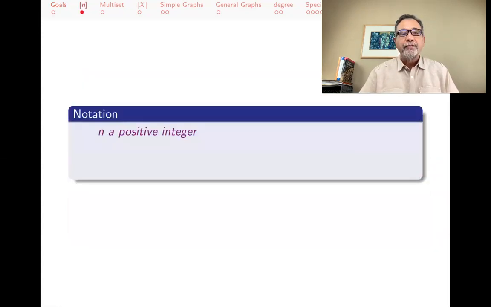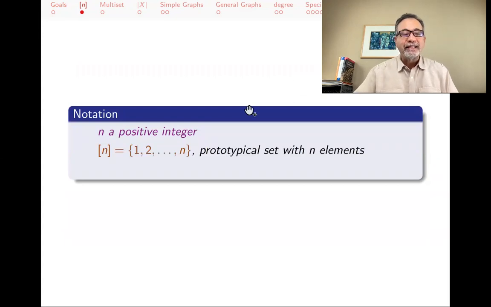So, first of all, if n is a positive integer, then [n] will be the set 1 through n. And this will be used all over the place. This is going to be our prototypical set with n elements. It's not so much that we care what the elements of this set are, but that they have n elements. So [n] will denote that. And [0], for convenience, will be the empty set.